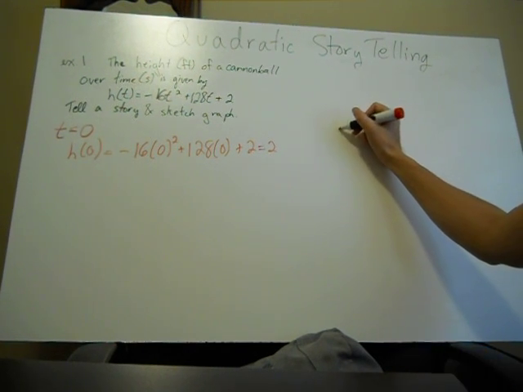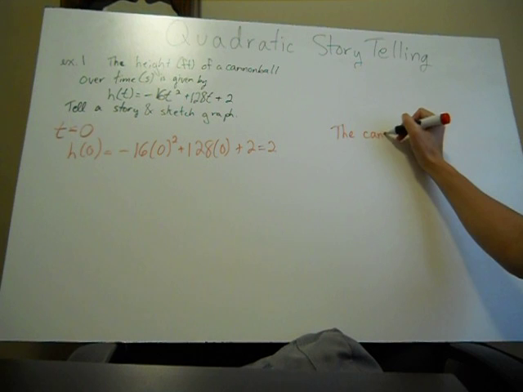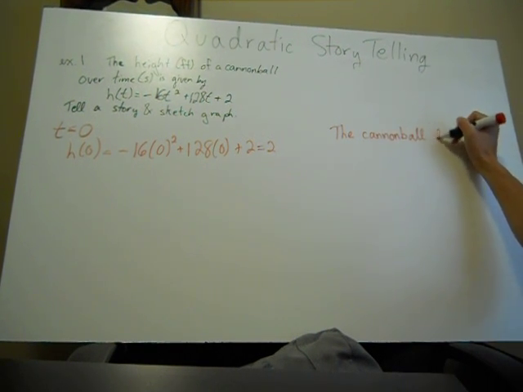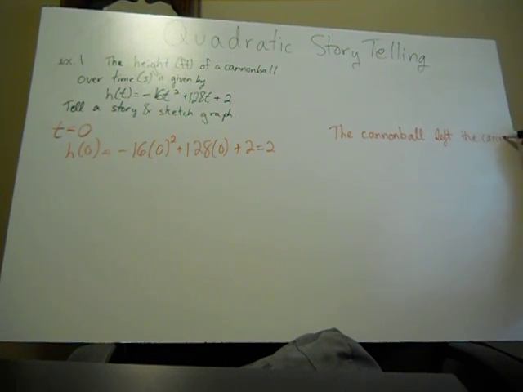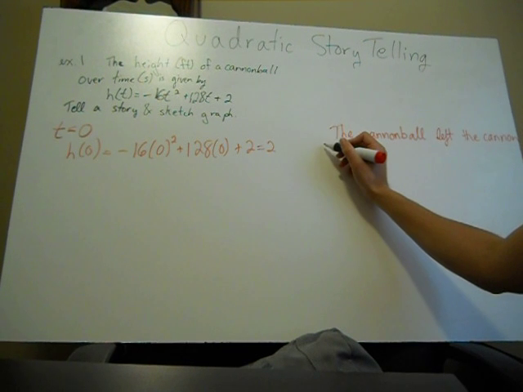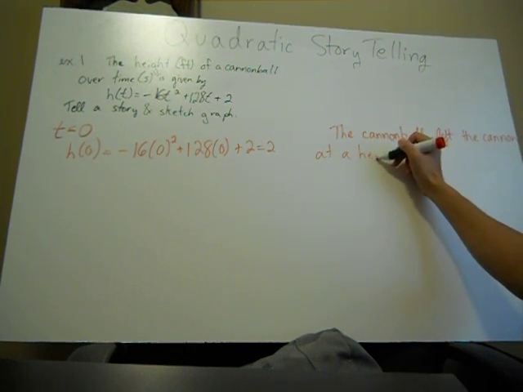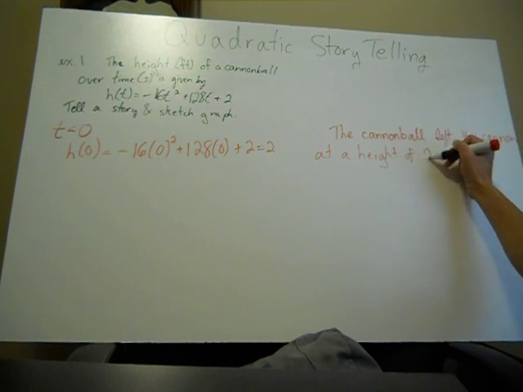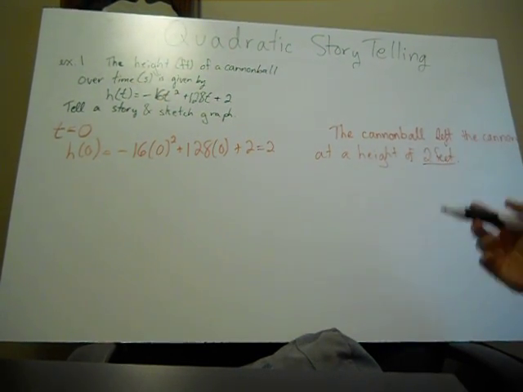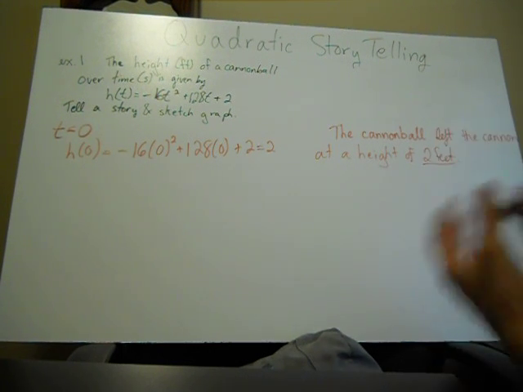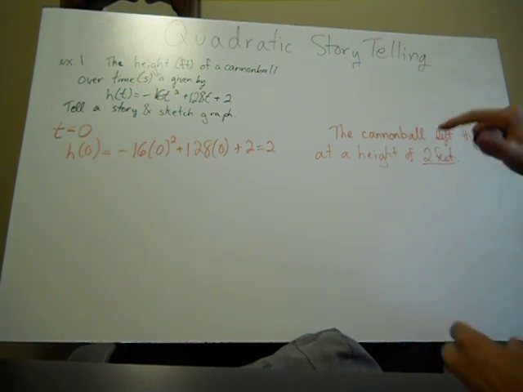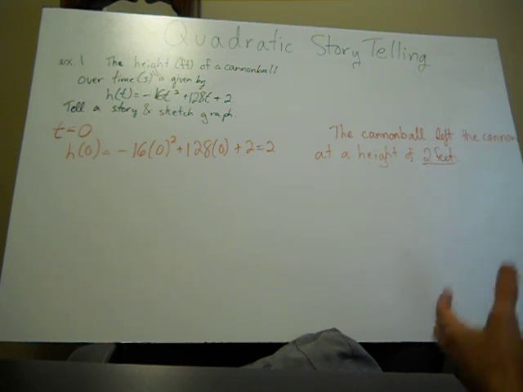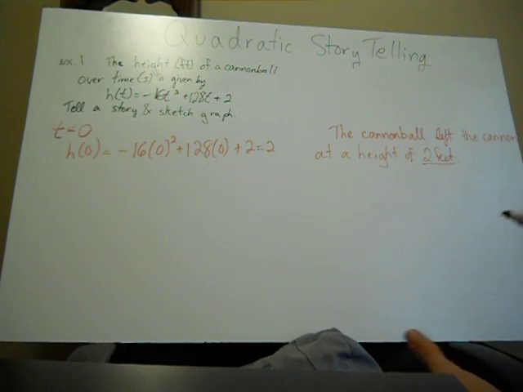So our first sentence is the cannonball left the cannon at a height of 2 feet. That's the beginning of your story. The middle of your story is going to be for us like the big thing that happens in the middle. Now, what happens in the middle is this cannonball is going to hit some height that is the maximum height. And the math term for that is going to be the vertex.